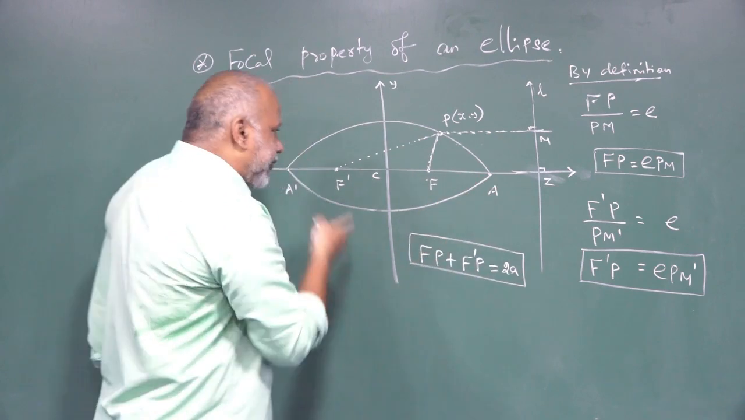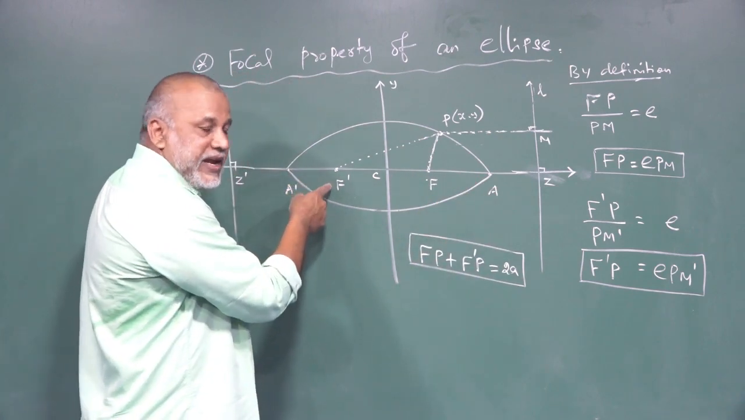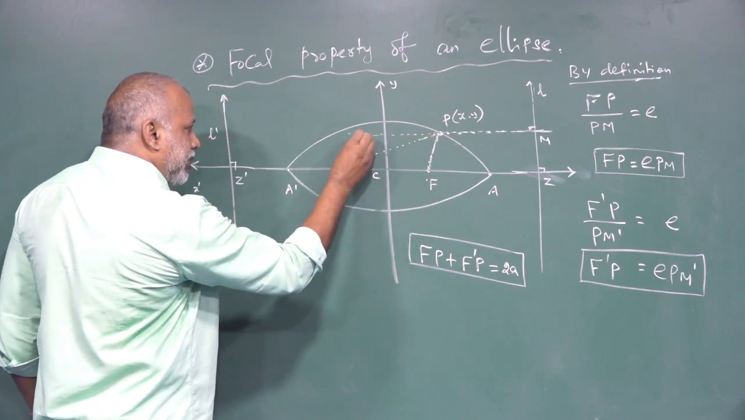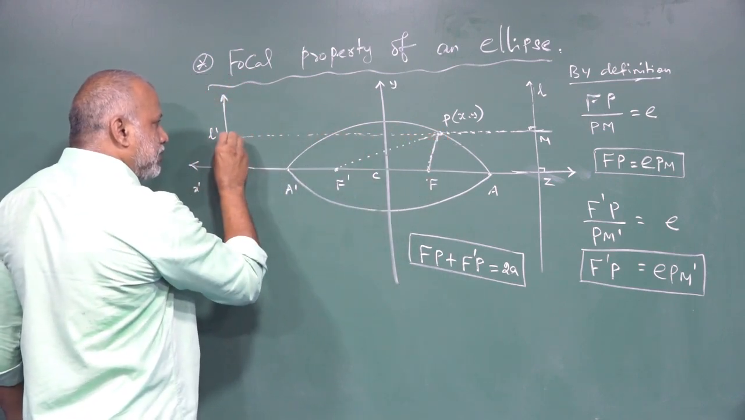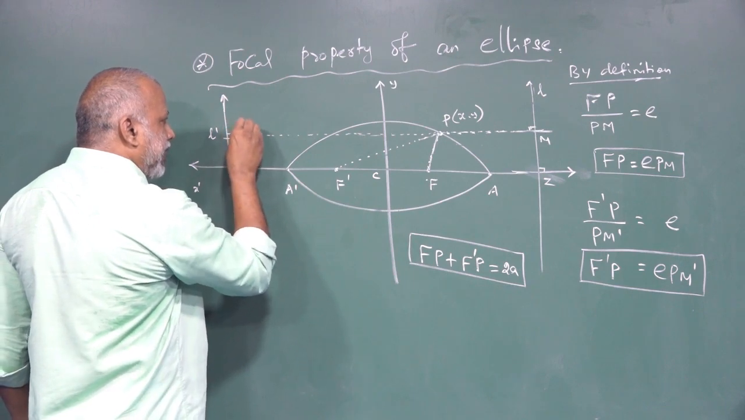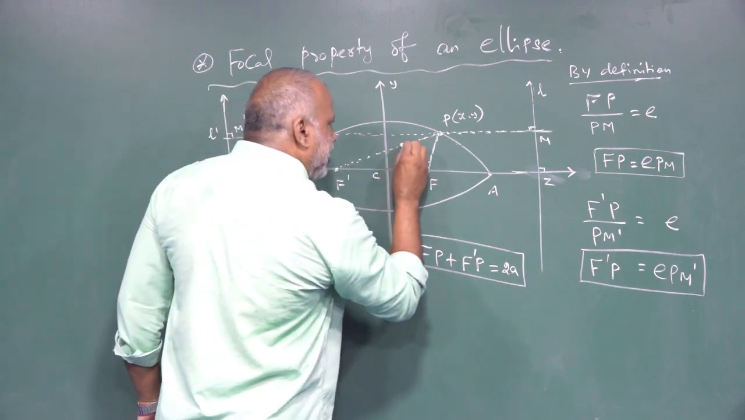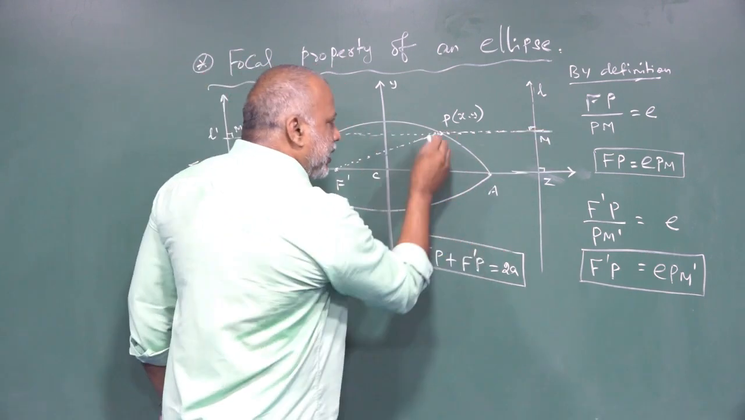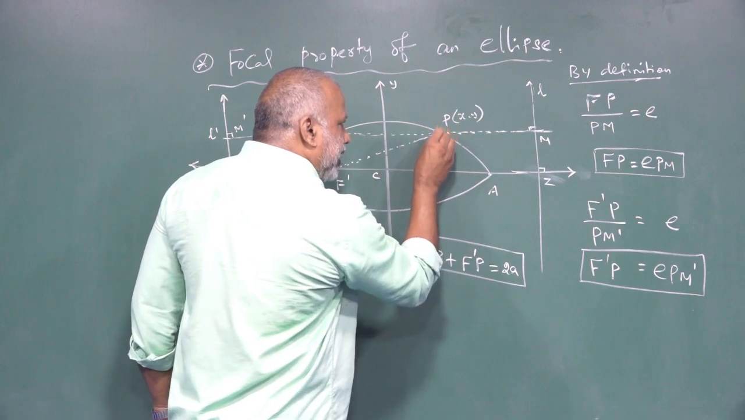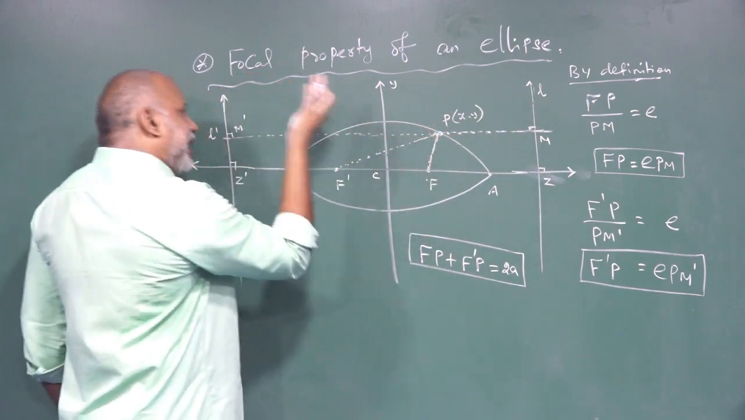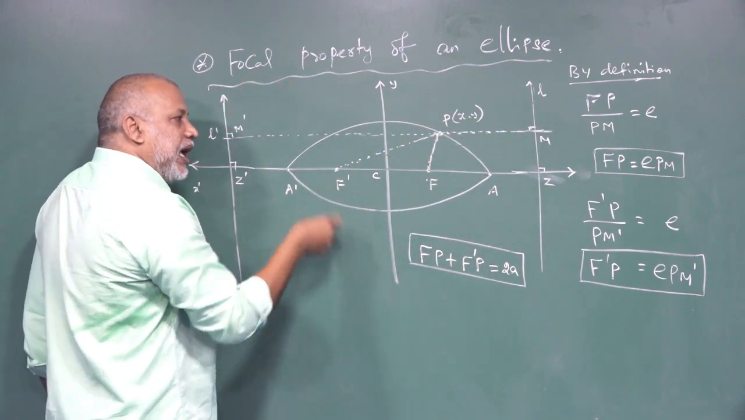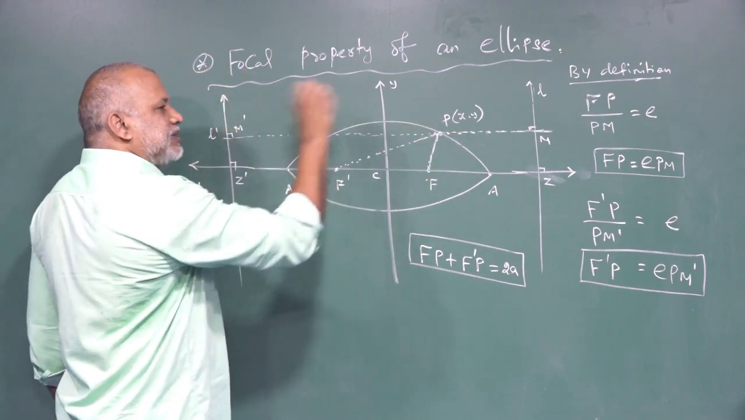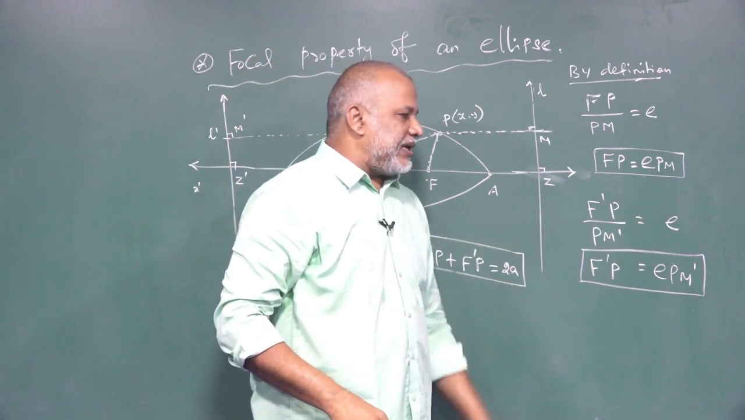In the same way, if we select the second focus F dash, here we have to draw PM dash. That is also a perpendicular line, so this is called perpendicular PM dash. So now I am developing these two lines, PM and PM dash. What is the meaning of PM? It is the length of the perpendicular from P(x, y) to the directrix. PM dash is also the length of the perpendicular from the second focus. So F dash P divided by PM dash is also E. It is nothing but eccentricity.